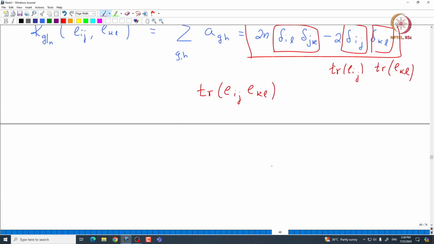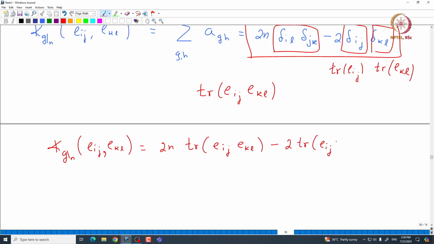So, basically you can rewrite the kappa of GLN of EIJ, EKL. We have to write everything in terms of EIJ, EKL. So, this is 2n times the trace of EIJ, EKL, the product of this, minus twice the trace of EIJ times the trace of EKL.